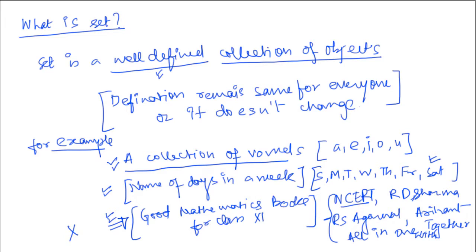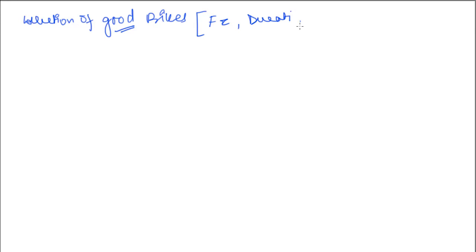Clear? Let's look for some more examples. Collection of good bikes. Is it well defined? No. Why? Because this good, this is a perspective. Someone likes FZ, someone will like Ducati or Royal Enfield or Pulsar. So this way, different persons like different bikes. So this collection is not well defined. This varies from person to person. So this is not a set.